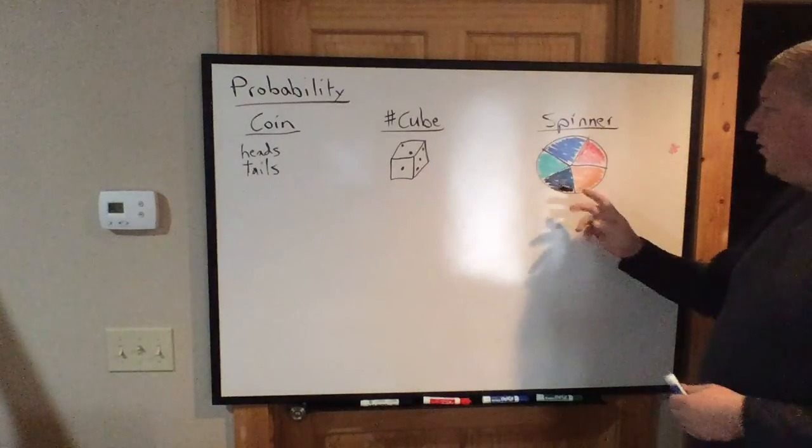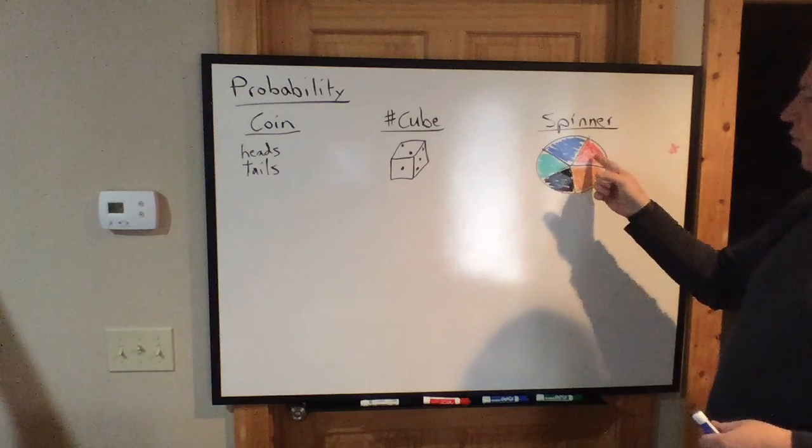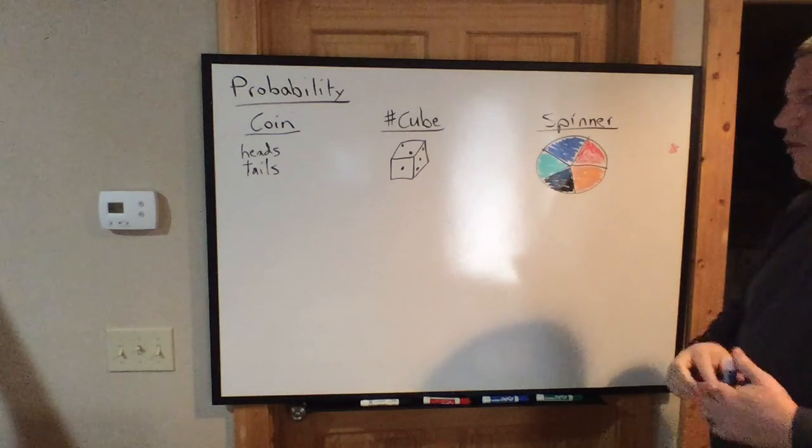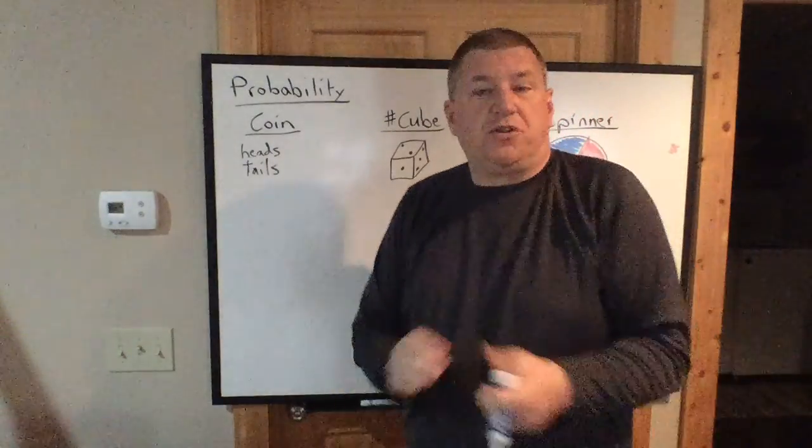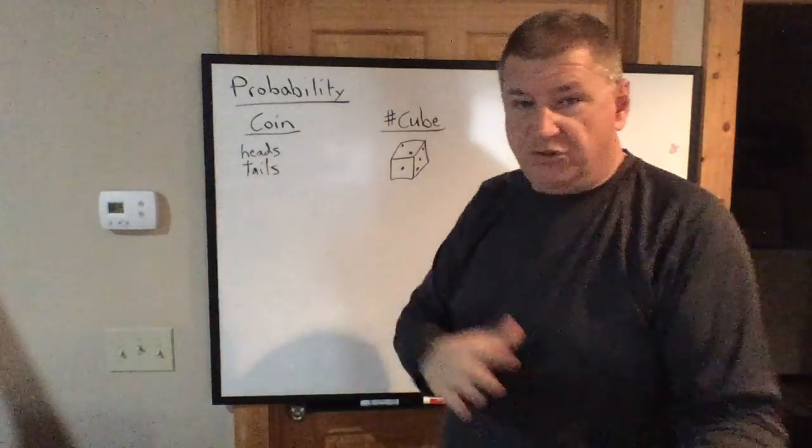Okay. And with the spinner, with the red, blue, green, black, and orange segments. So let's talk about the coin first. In the coin, there's only two choices. It's either heads or tails.